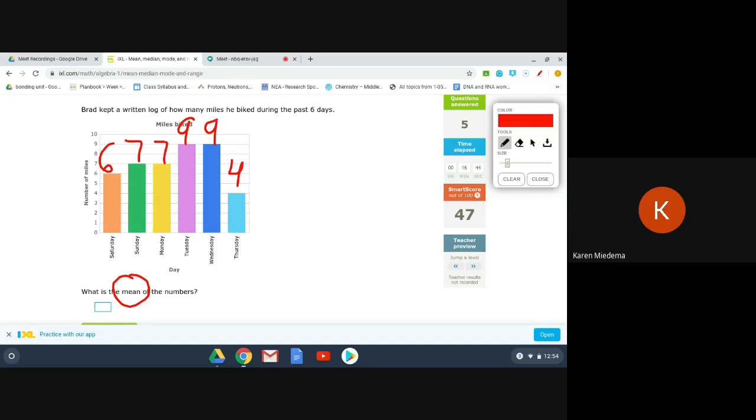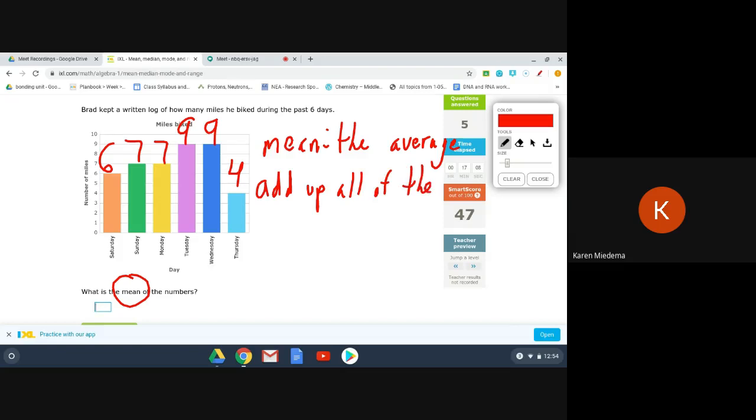So in order to find the mean or the average, you add up all the numbers. So again, the mean is the average. And the way to calculate the average is add up all the numbers and divide by the number of items.